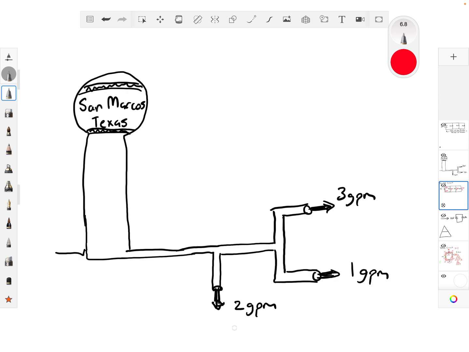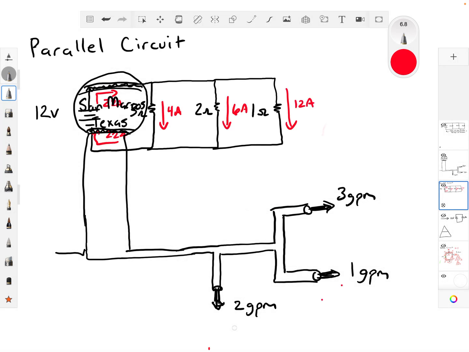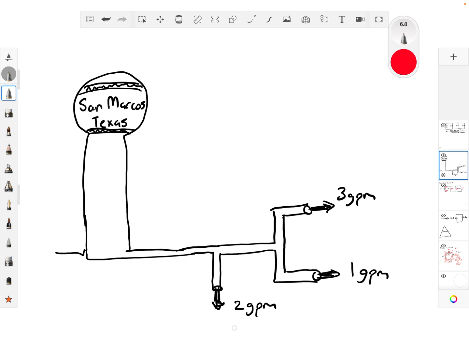So here's an example, because sometimes it gets tricky for people to understand. Here's an example of a water tower. This is in San Marcos where we're located. So we have this water tower supplying water to these pipes, right? So this pipe has 3 gallons per minute coming out of it, right? And then we have another pipe and it has 1 gallon per minute. So think of a gallon of volume of water coming out every minute, right? 2 gallons coming out of this pipe every minute.